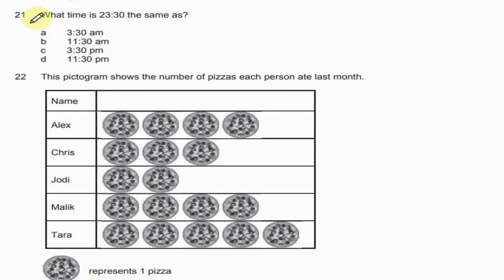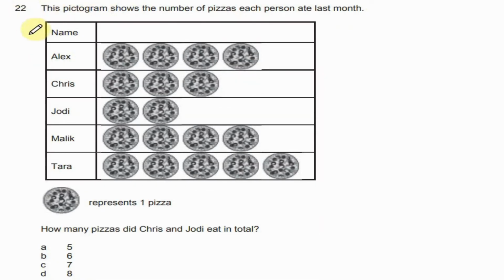Alright, so we're looking at question 21. What time is 23:30 the same as? Now 23:30 is just 30 minutes to 2400 hours, which is 12 midnight. So 30 minutes before 12 midnight would actually be 11:30 p.m., which is option D right here.